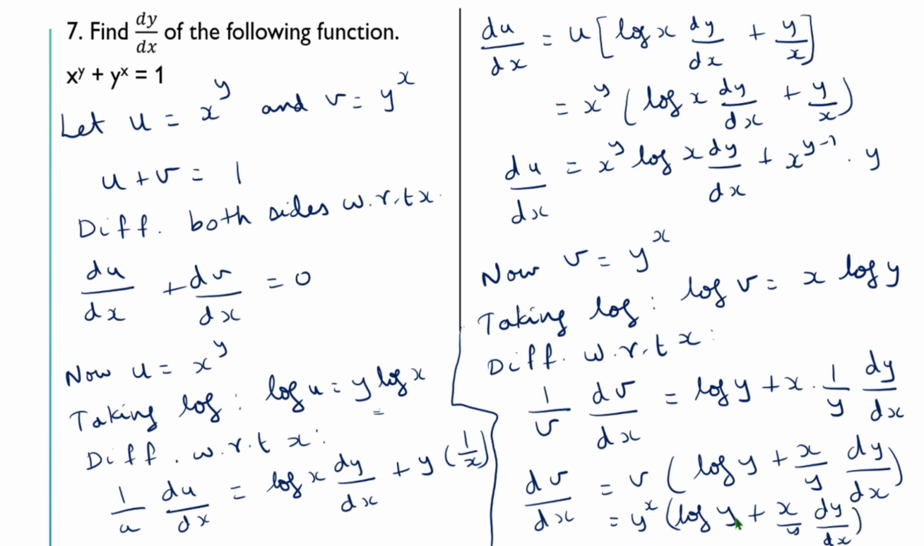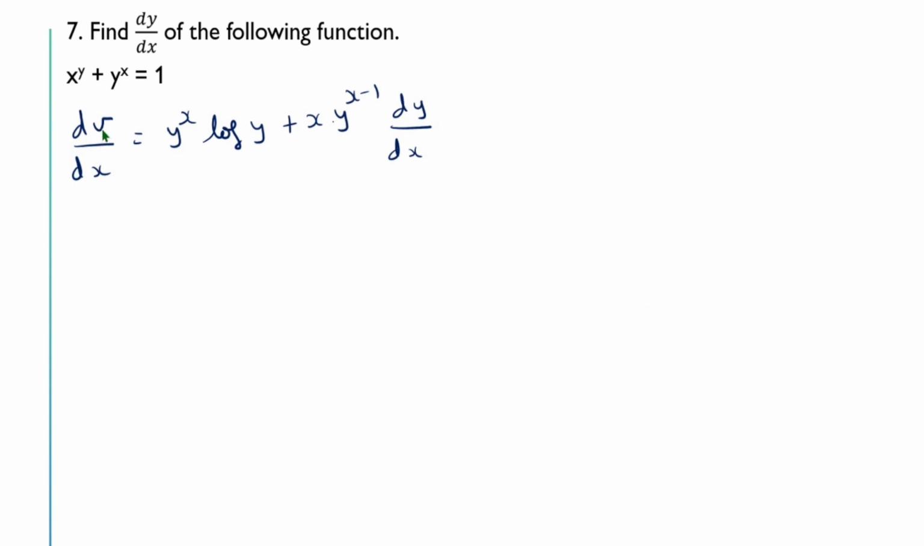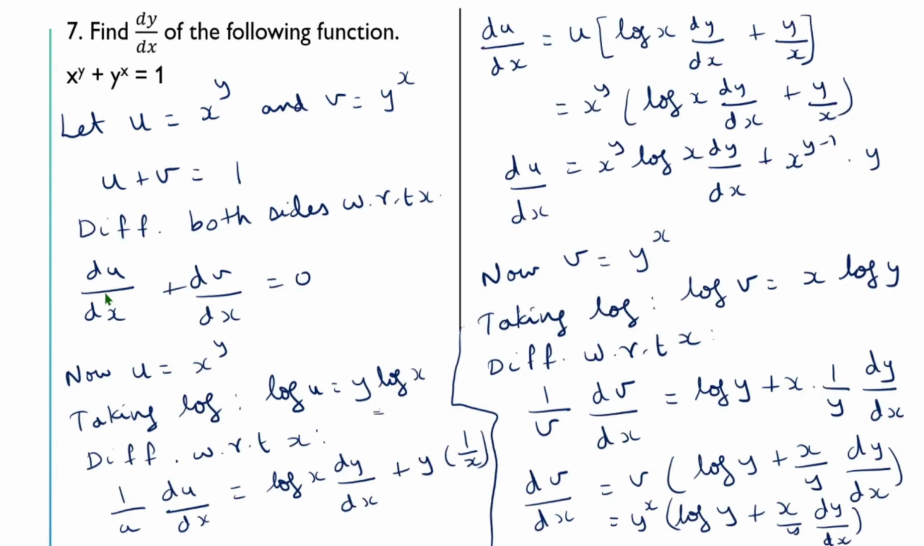So when we take this y raised to x inside, it will be y raised to x log y plus y raised to x by y. That will be y raised to x minus 1 into x dy by dx. So after simplifying, we get dv by dx is equal to y raised to x log y plus x into y raised to x minus 1 into dy by dx. Now we have du by dx plus dv by dx equal to 0. Let us mark this as equation 1. We already got du by dx as x raised to y log x into dy by dx plus x raised to y minus 1 into y. That we will substitute for du by dx, and we just now got dv by dx. So let us substitute and equate it to 0 and then find dy by dx.